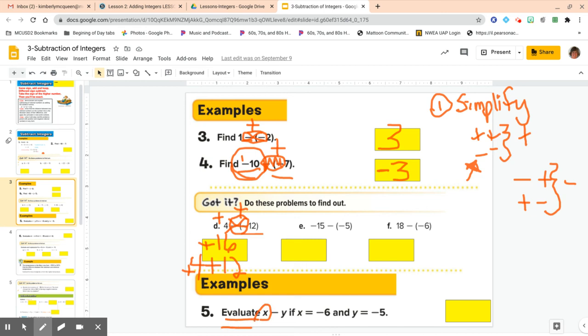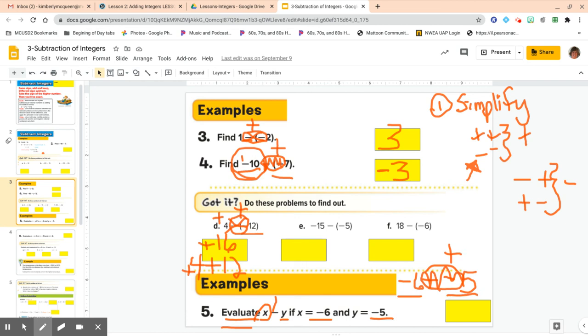So what is x here? X is a negative 6. So I start off my sentence with a negative 6. I have a minus, and then y. Y is a negative 5. So negative 6 minus a negative 5. Well, I'll be darned. I have two signs right next to each other, right here. A negative negative becomes one plus sign. So my new and improved expression is negative 6 plus 5.